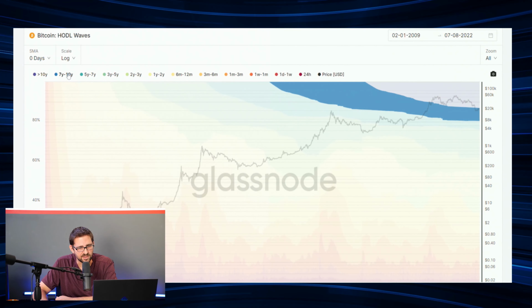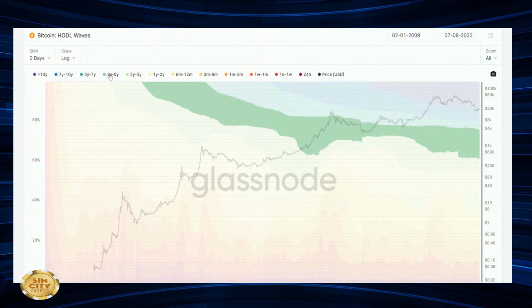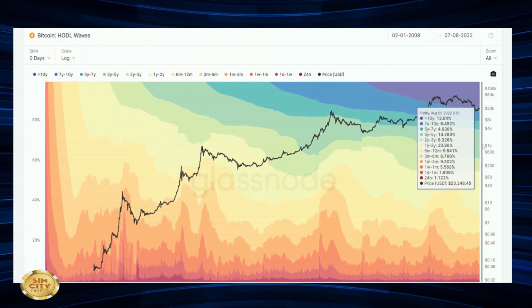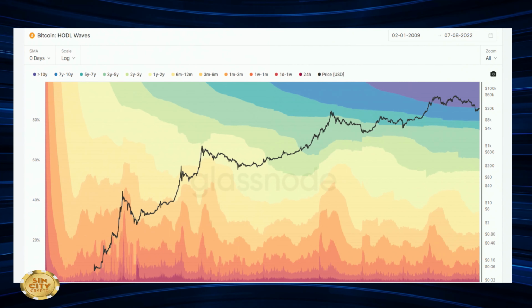7 to 10 year, it has shrunk a little bit, but go to the 3 to 5 year. Look at that. 3 to 5 years. People who bought Bitcoin 3 to 5 years ago, more people are keeping it in their wallets. They're not moving it. So HODL waves, good sign. And you can kind of see this. By the way, I'm using Glassnode for all of this. If you guys are metrics people, you can feel free to use it.